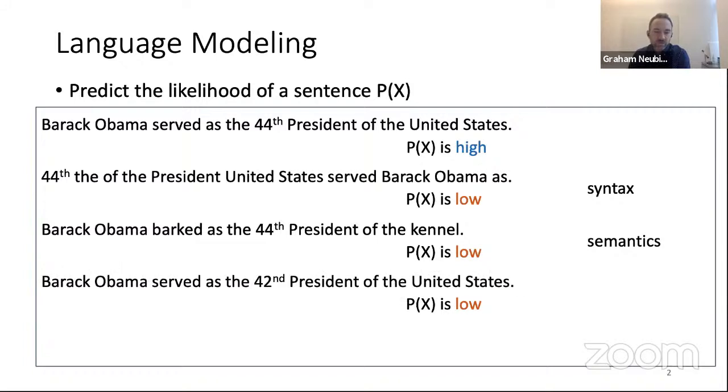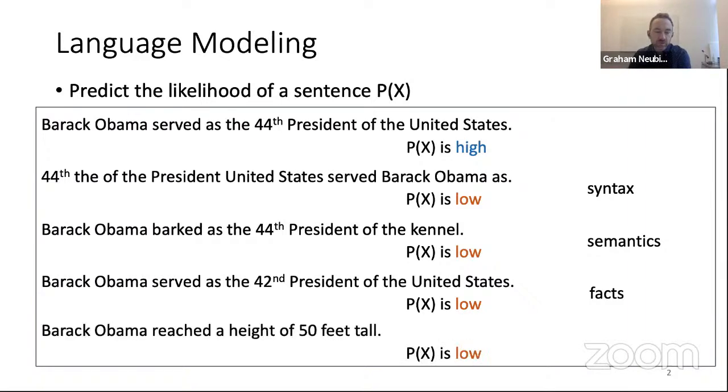Even more interestingly, language models have been shown to capture factual knowledge, like "Barack Obama served as the 42nd president of the United States," which is wrong. Language models don't always give sentences like this a low probability, but as I'm going to talk about in a little bit, they're actually reasonably good at doing this, better than you would think if they're trained on large data.